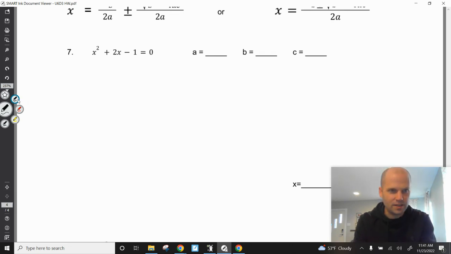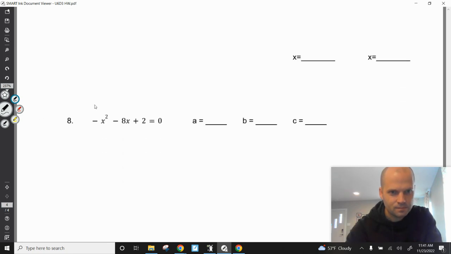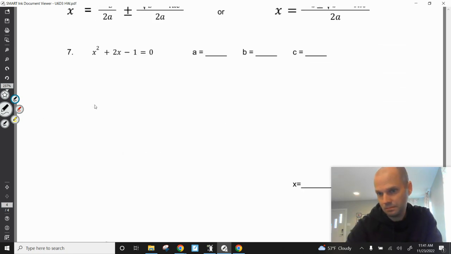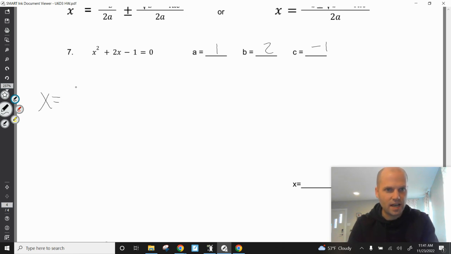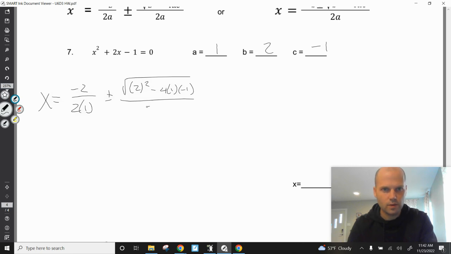I'm throwing this one. I think this one was in your notes. It's in your notes, or it should have been in your notes. I don't know if I fixed it. Everything's on one side. We're good. A, B, C. Go back to the left side. Opposite of B over 2 times A, plus or minus square root B squared minus 4AC, all over 2A.